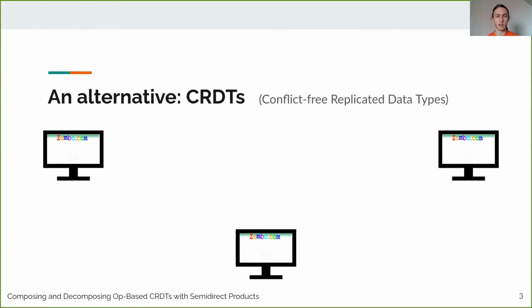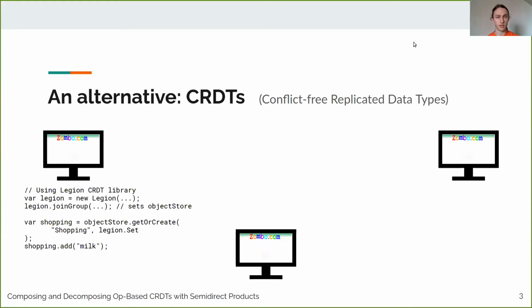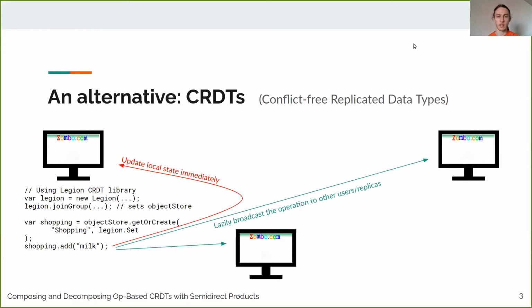So as an example of how you might use this, on the client side, you can use this snippet from the Legion CRDT library. The first two lines here set up the group state basically and connect to each other. And then after that, if you want to have a shared set, like maybe a shopping list, all you do is instead of making an ordinary set, you make a Legion set. And then you can just use this like an ordinary data type. So for instance, you can say shopping.add(milk) to add milk to the set. And what this will do under the hood is it updates the local state immediately, and it also lazily broadcasts the operation to other users and replicas, who will then apply the operation to their own copy of the state.